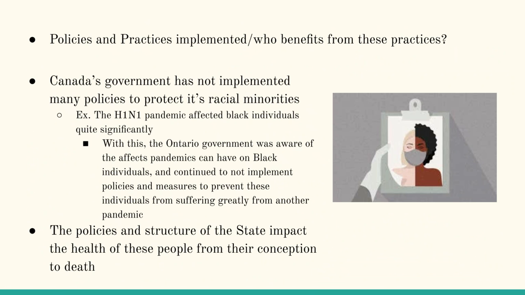Now discussing the policies and practices that have been implemented, we have found that the Canadian government has failed to implement policies to protect its racial minorities from infections and lacks the engagement to provide these individuals with adequate healthcare resources. For example, research conducted has shown that during the H1N1 pandemic, the province's Black population was 10 times more likely to be infected. With this, the Ontario government was aware that pandemics affect specific racial groups differently. Knowing that the H1N1 pandemic affected Black individuals quite tremendously, no policies or plans to protect these individuals from the COVID-19 pandemic were implemented. With no implementations of policies to protect individuals, this has led to an increase in positive COVID-19 cases for ethnic minorities.